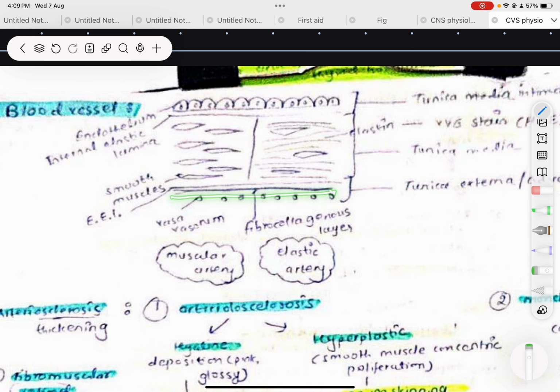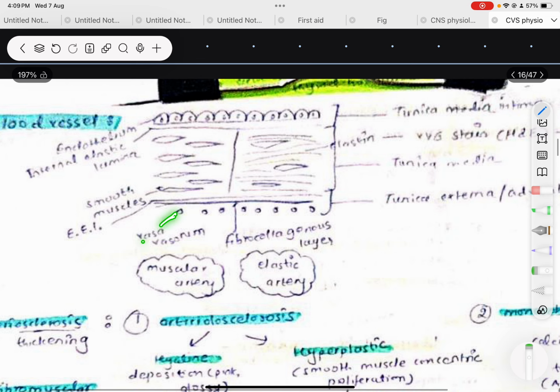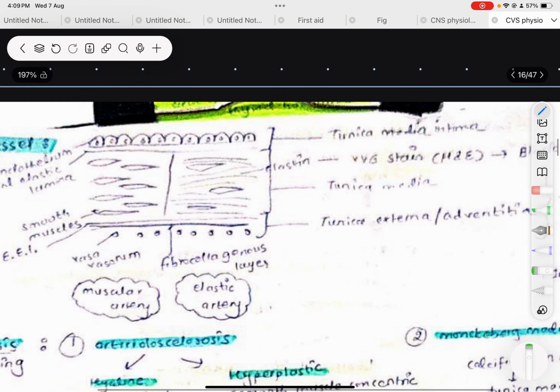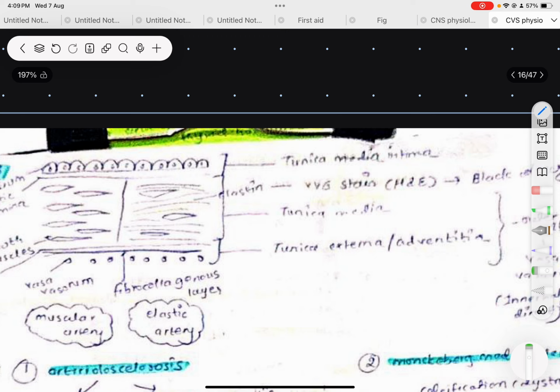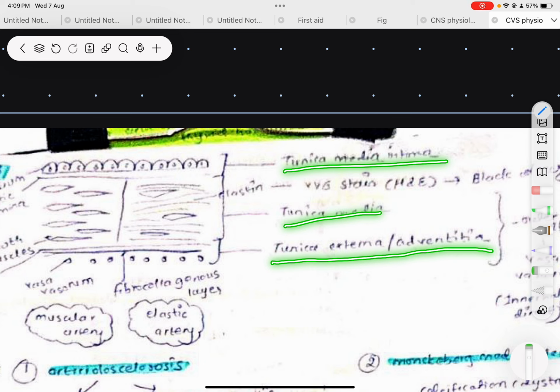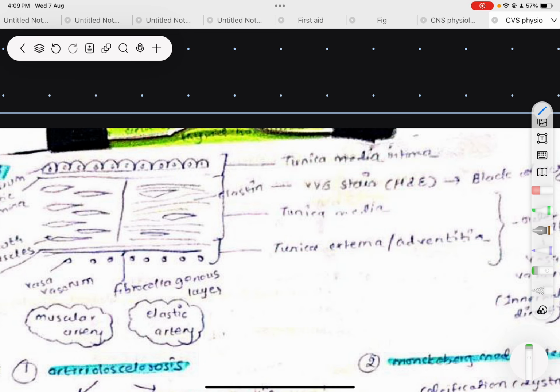this tunica externa, and in here there is vasa vasorum. So blood vessels are divided into three parts: tunica intima, tunica media, and tunica externa, also known as adventitia. So these are the three parts of blood vessel.